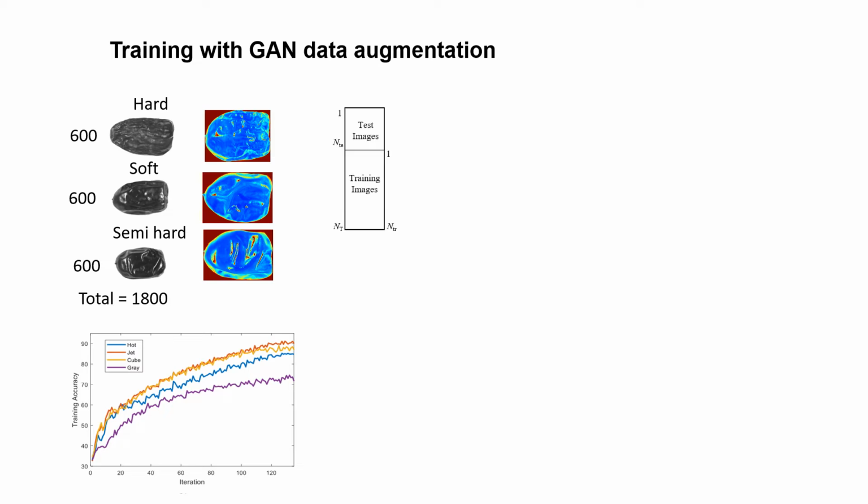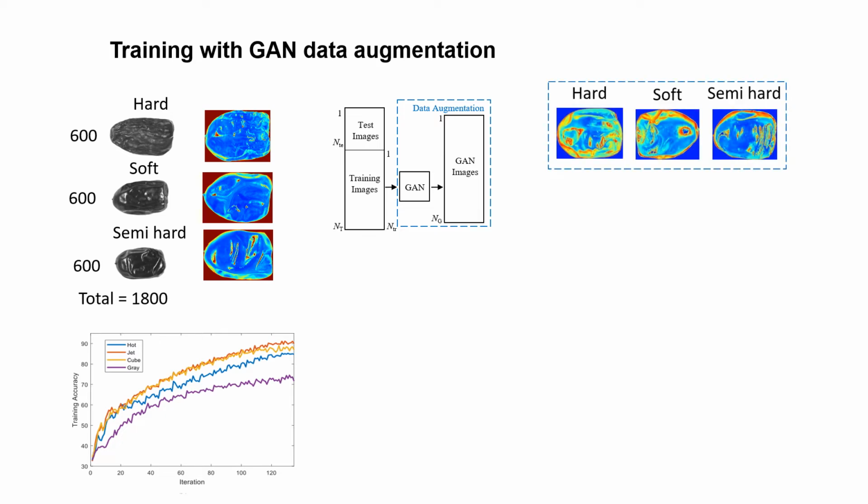We separated our data into test and training images. 300 test images were randomly chosen, 100 per class, and the rest were to be augmented using GANs. So that part of the GAN conforms the data augmentation part. We generated 1,000 extra images per class this way. The figure shows examples of these GAN-generated images.